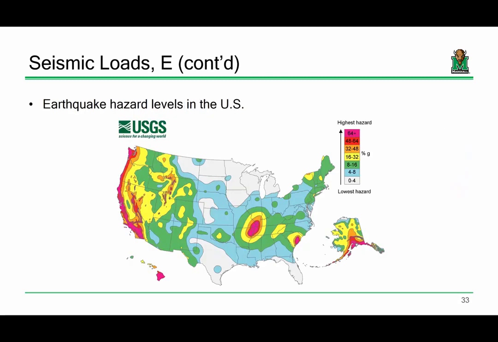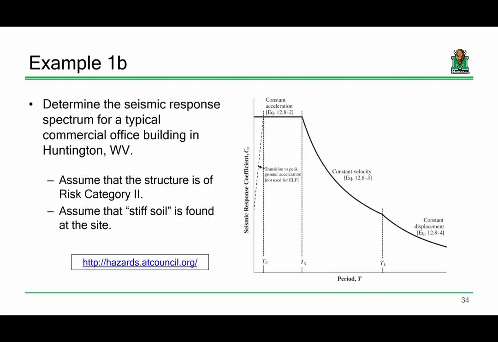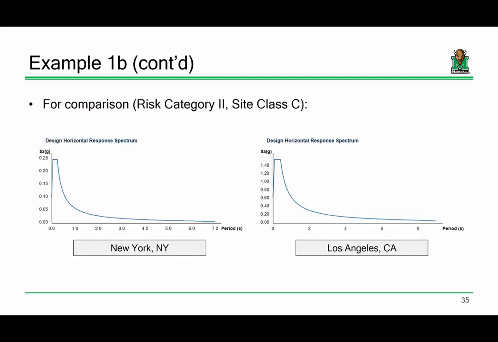Like I said, your ground response spectrum is dependent upon where you're at in the country. You can get a different response spectrum, obviously, here in West Virginia than you would in, say, San Diego. So if you recall, last time we looked at using an online tool to determine what would be the response spectrum for a typical office building in Huntington, West Virginia, if it was of risk category 2 and a stiff soil was found at the site. And so we went through that, and we ultimately derived response spectra that looked kind of like this.